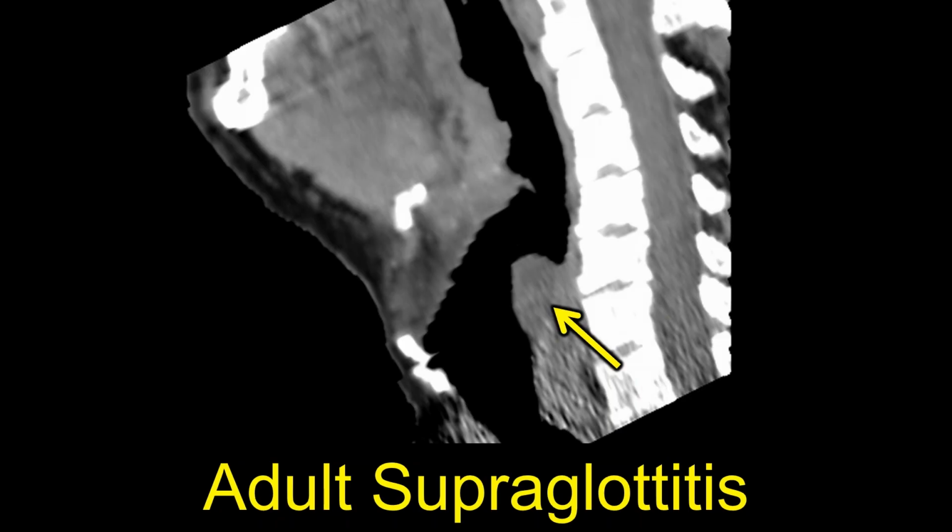Now here's a sagittal reconstruction. As we talked about that first day, we can take an axial data set and reconstruct it in a lot of different ways. So here we've done a sagittal reconstruction. We see the spine, the vertebral bodies on the back, and we see the spinal cord. And instead of a thin aryepiglottic fold at this arrow, we can see a thick, boggy aryepiglottic fold sticking up. That should be just a thin fold.